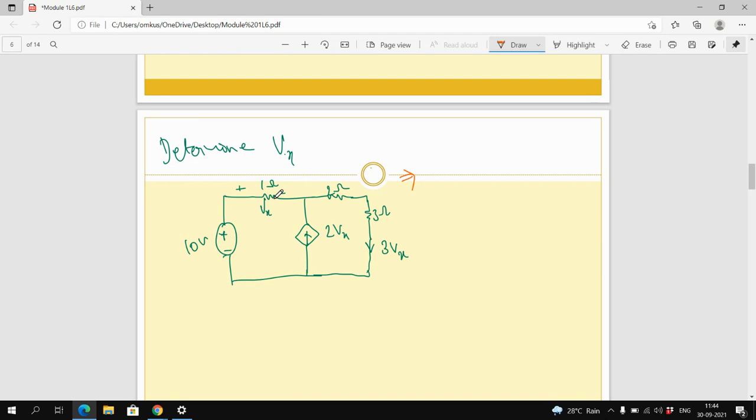So I will take the KVL equation through this loop. Now see the loop. This is a current source, a voltage dependent current source.